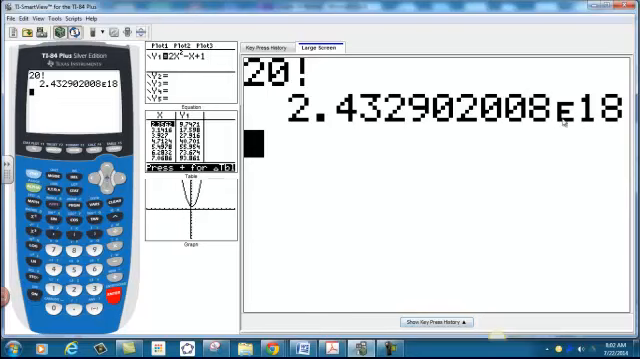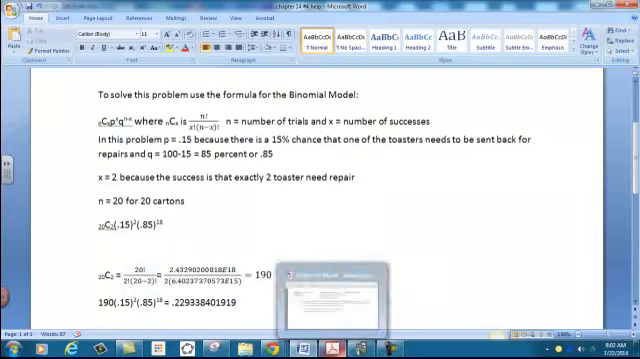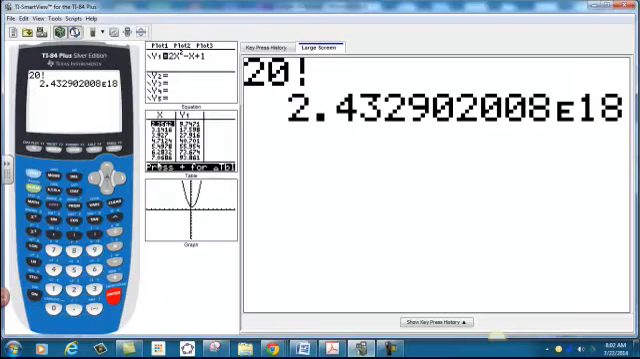So this little e to the 18th would mean that you would move this decimal point 18 places to the right, and whatever you have left you would add zeros. So if I go and look at my Word document, that's where I got this top number right here from. So we could continue to do that the long way if we'd like to, using this factorial button.